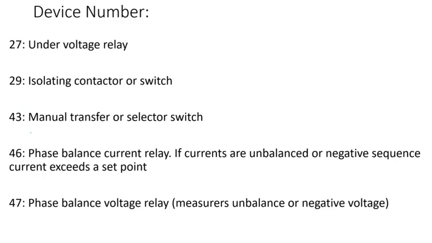Device 27 is an undervoltage relay. 29 is an isolating contactor or a switch. So you might have a switch, a disconnect switch, and it has a motor operator.